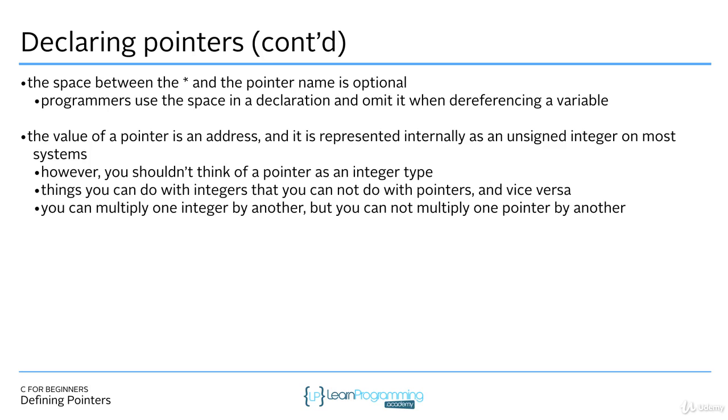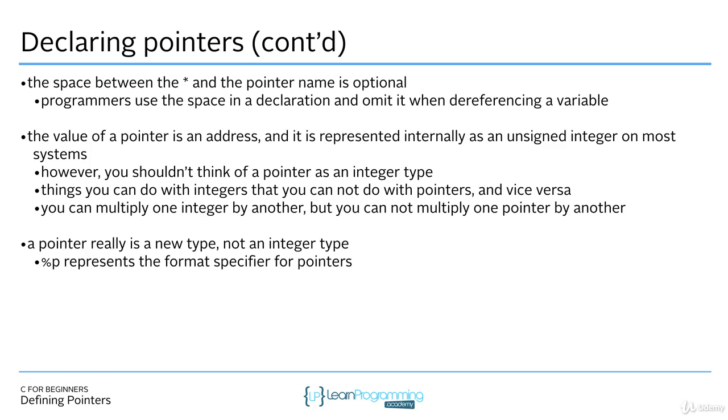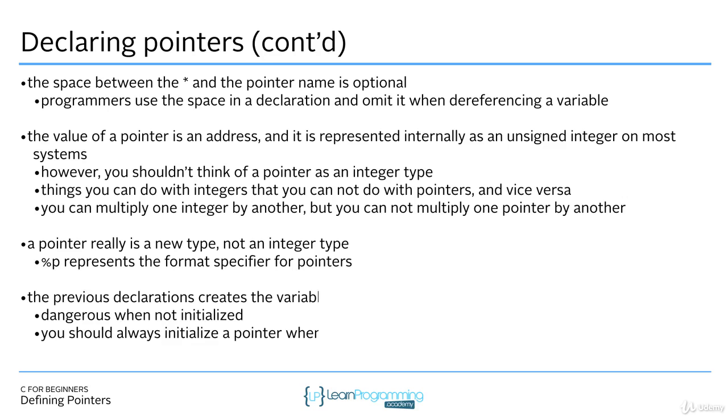You can multiply one integer by another, for example, but you cannot multiply one pointer by another. A pointer really is a new type. It's not an integer type. The %p represents the format specifier for pointers. I'm going to go through displaying the different data for a pointer, and we'll see how that's used.